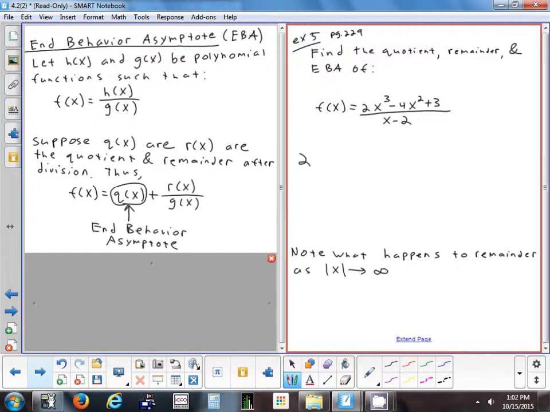Okay, so put the number after the minus sign on the outside. What would be my numbers that I'd use for synthetic division? And be careful here, Graham. 2, -4, 0, 3. Yep. 2, -4, 0, x, and 3. All right, we'll divide it out. This time they actually want the remainder, so they're asking for it in addition to the end behavior asymptote. So we do have to find it this time.